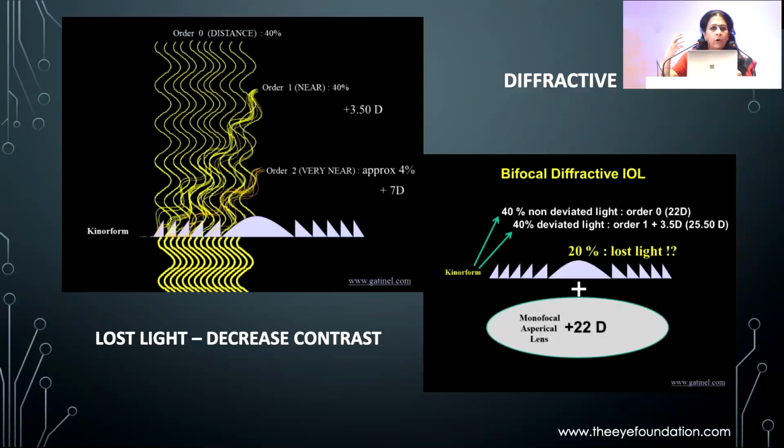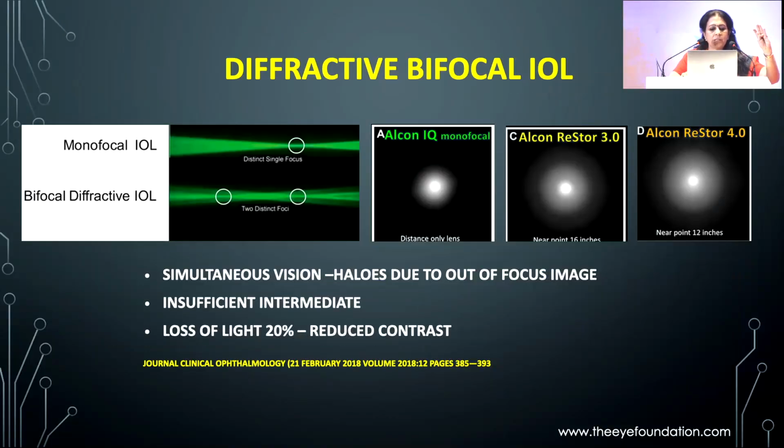So what we need to understand is, when a wavefront of light hits an obstacle, some portion of the light goes for distance, that is zero order, some portion of light goes for near, that is the first order, and some portion of light goes for very close, that is the second order. And that very close is actually a light which is lost. So what was seen was, in the bifocal diffractive lenses, 20% of the light is lost, which is the reason for the reduced contrast.